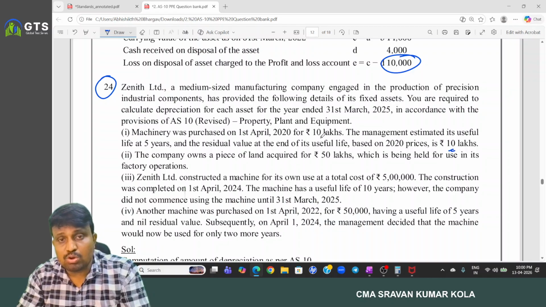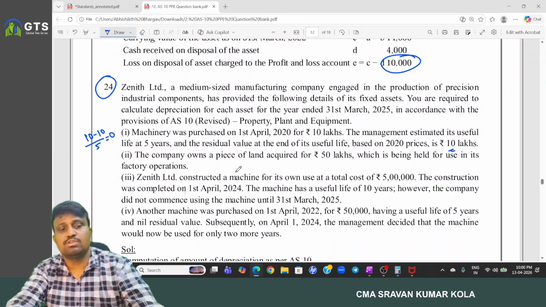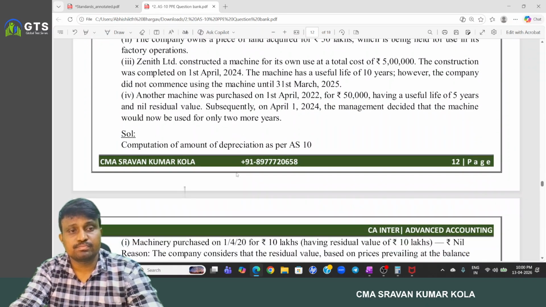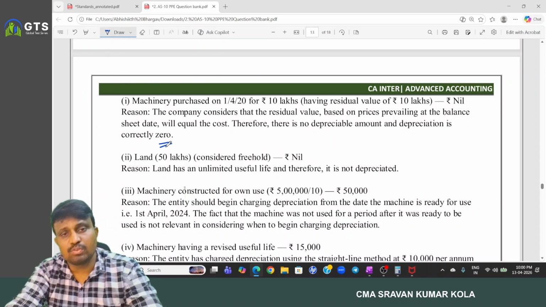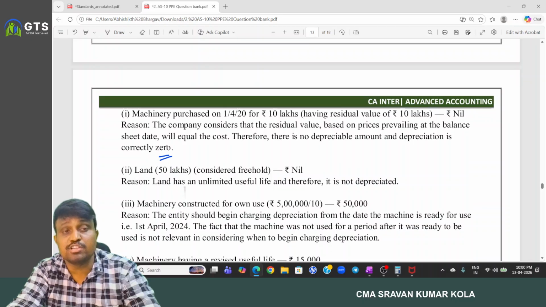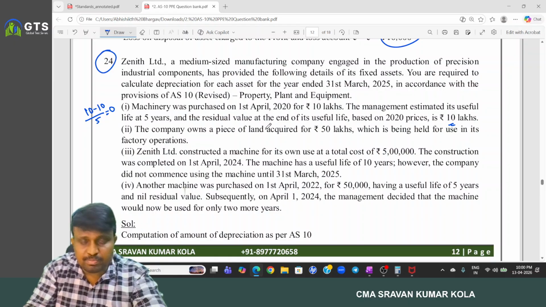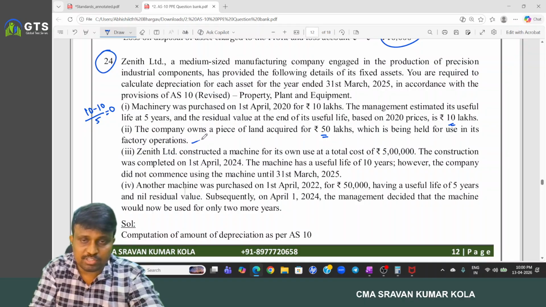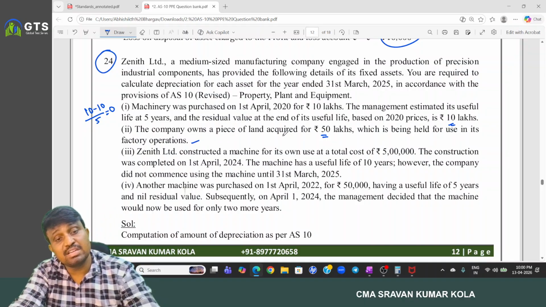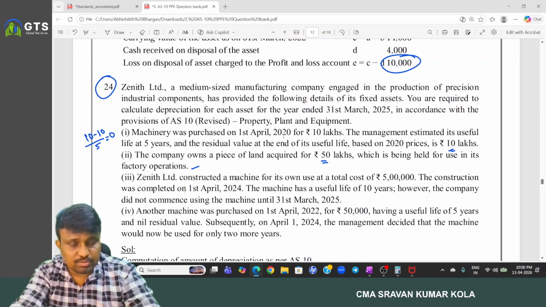So that means cost is 10 lakh and residual value is 10 lakh. Life of the asset is 5 years. Then depreciation is equal to what? 0. So no depreciation is provided, because there is no depreciable amount. Second one, the company owns a piece of land acquired for 50 lakh, which is being held for use in its factory operation. But the land has an infinite life, so no depreciation is charged on the second item also.